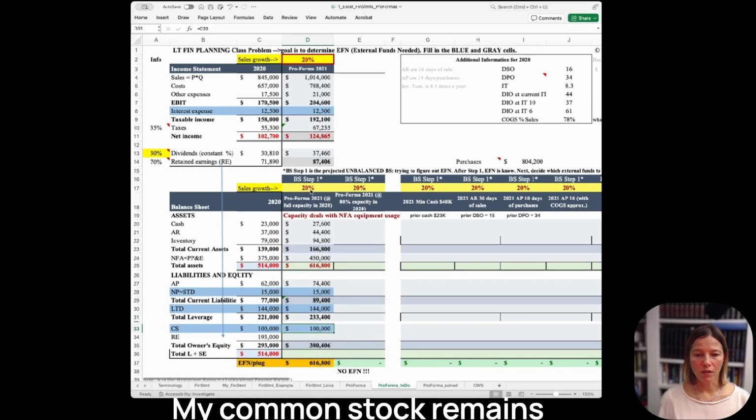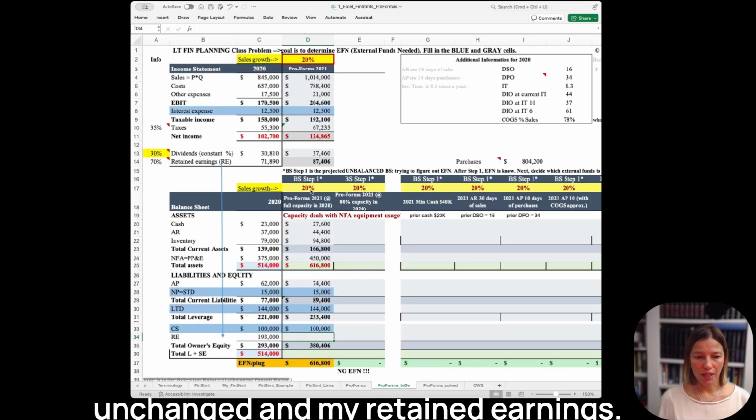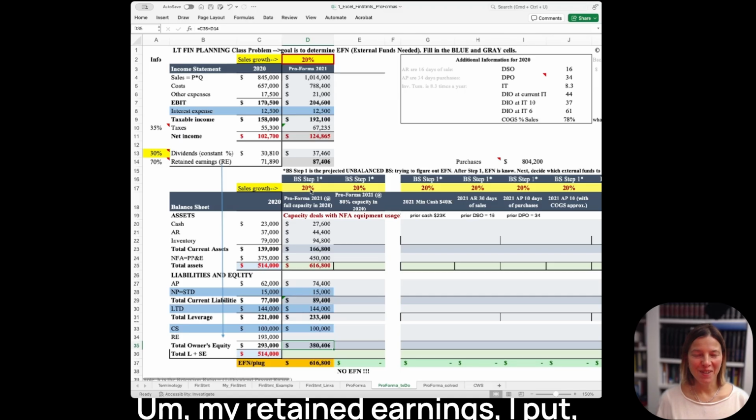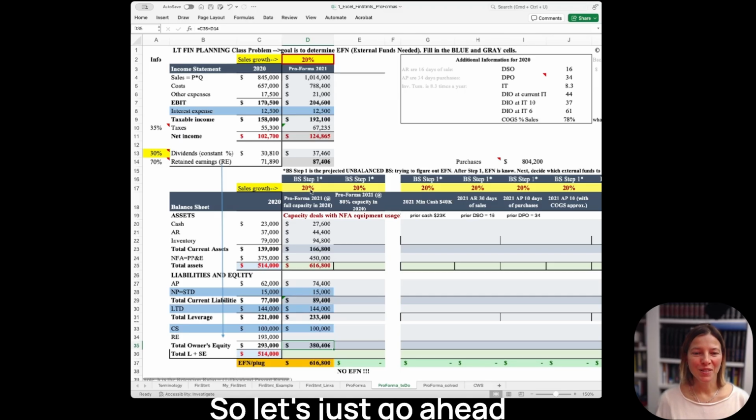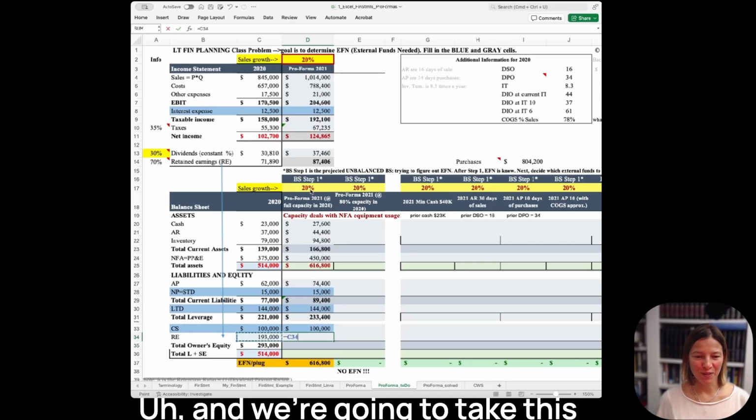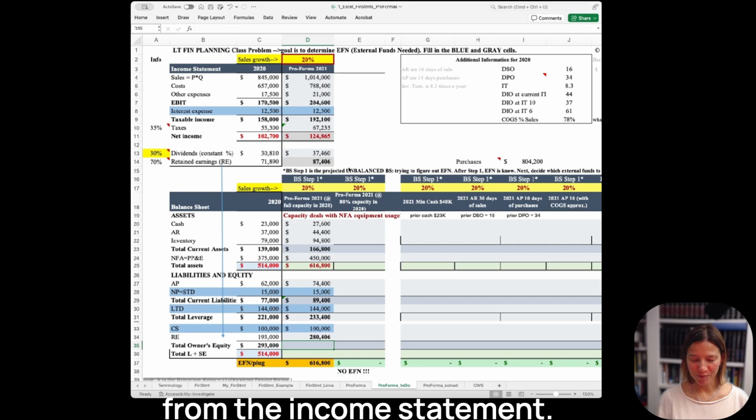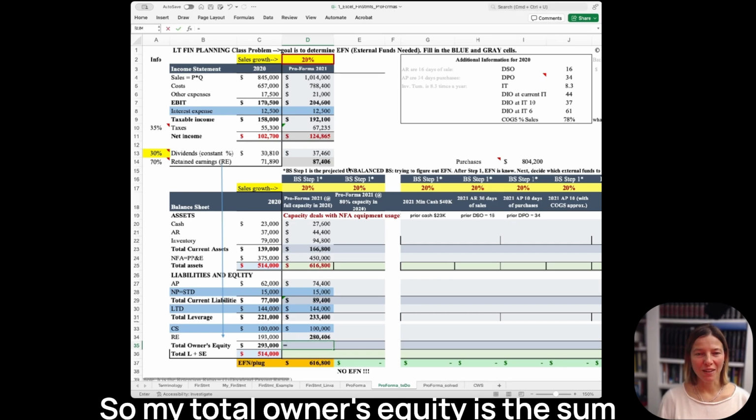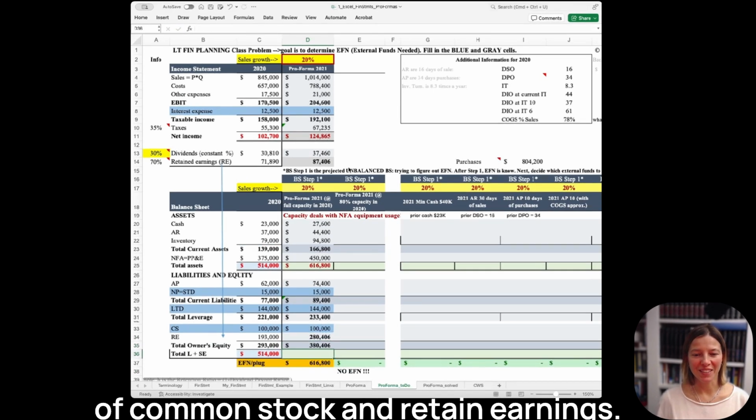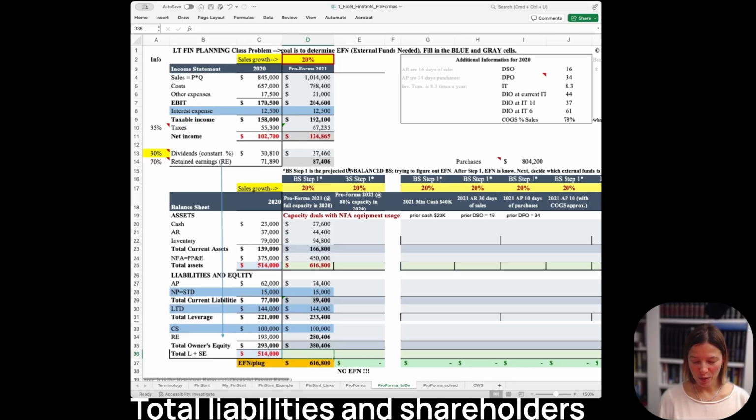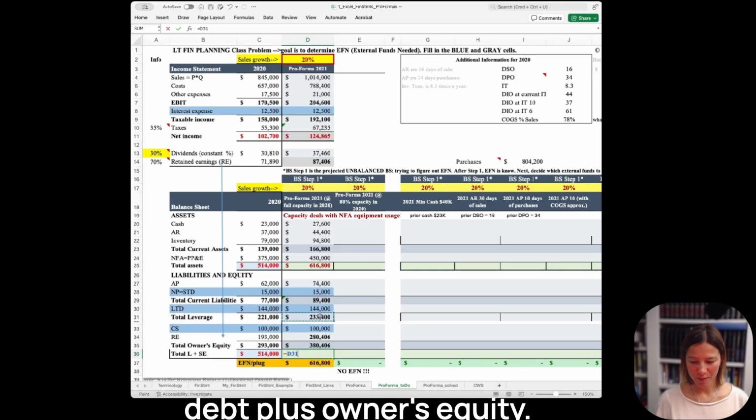My common stock remains unchanged, and my retained earnings, I put that in the wrong column. So let's just go ahead and redo that. And we're going to take this and add back the retained earnings from the income statement. So my total owner's equity is the sum of common stock and retained earnings. Total liabilities and shareholders' equity is going to be my total debt plus owner's equity, a lot of sub-summaries on this balance sheet.